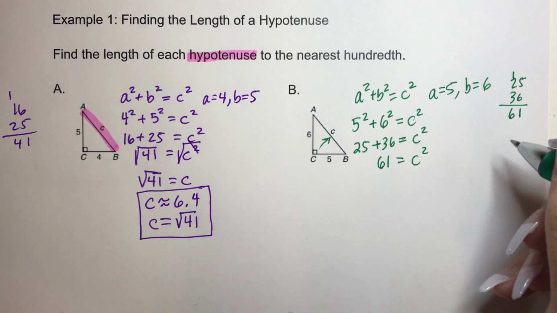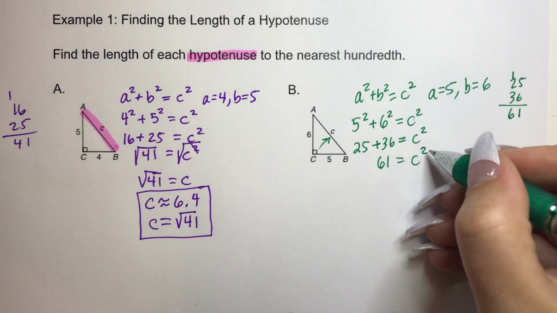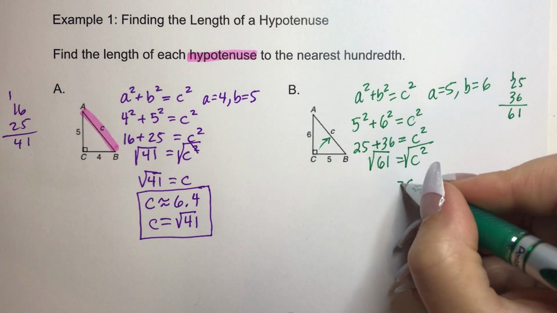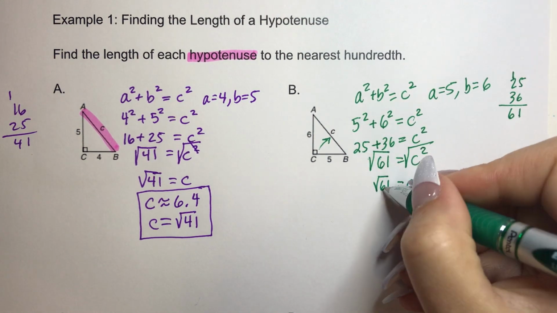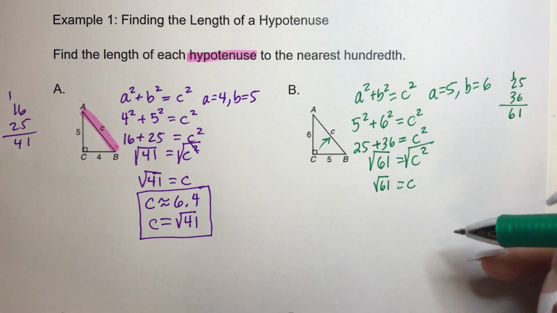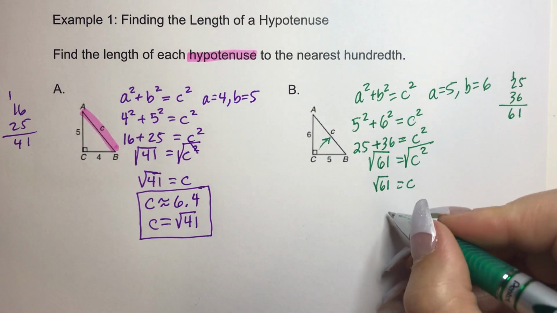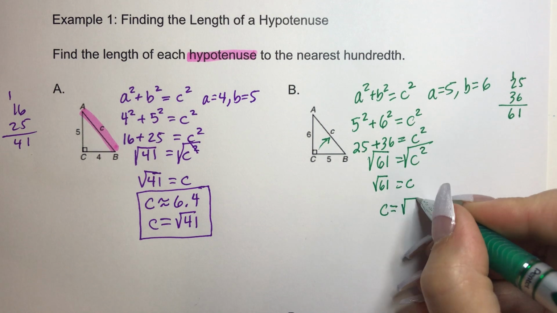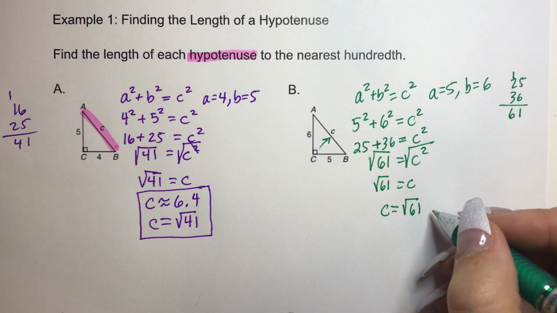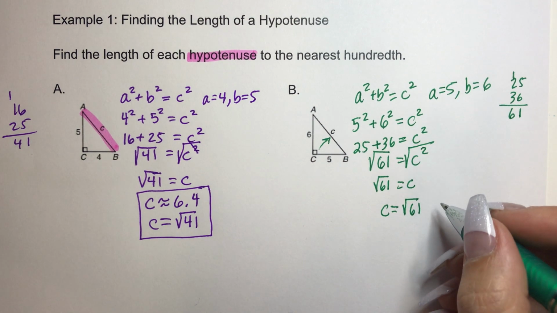We want to get C by itself, so we're going to have to use the inverse operation of a squared number, which would be a square root to both sides. So we end up with the square root of 61. We know it's a positive and a negative, but since we're referring to distance, we're going to use the positive one. So we know C is the square root of 61. That's exactly right. This is an irrational number, so the decimal is going to keep going on forever.